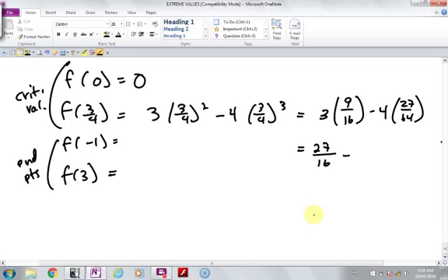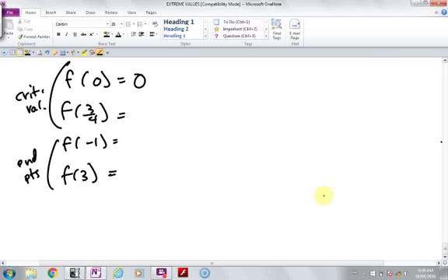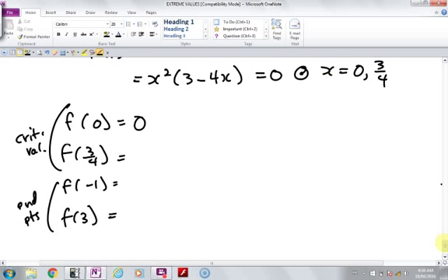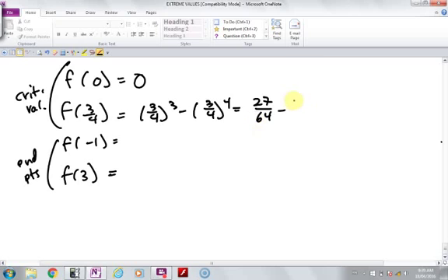I'm putting it into the derivative. Thank you. That would be bad. Of course I get 0 when I put it into the derivative, because I just found the critical values of the derivative. So it's x cubed minus x to the power of 4. So it's 3/4 cubed minus 3/4 to the power of 4. So that is 27 over 64 minus 81 over 256.